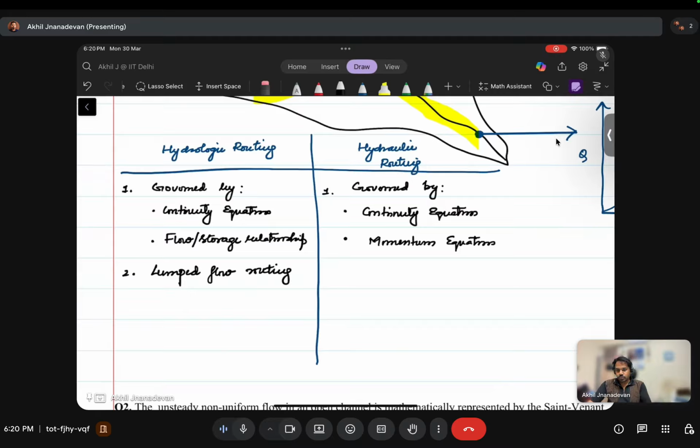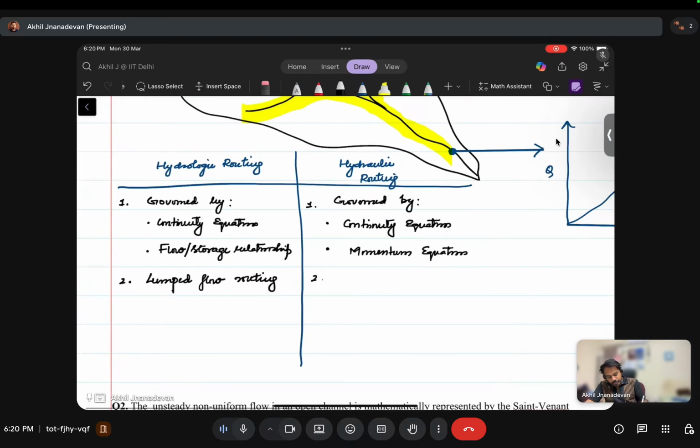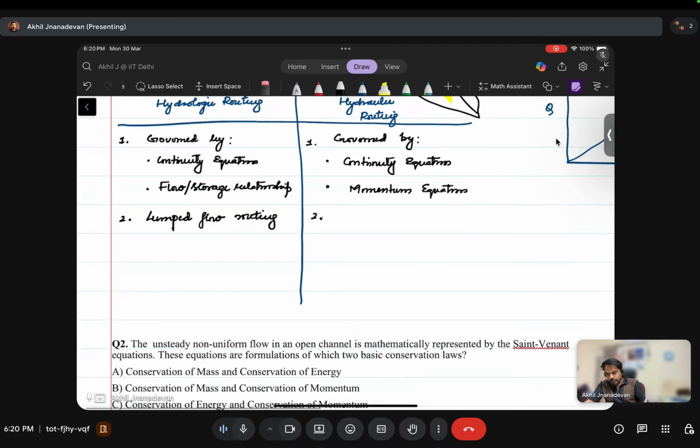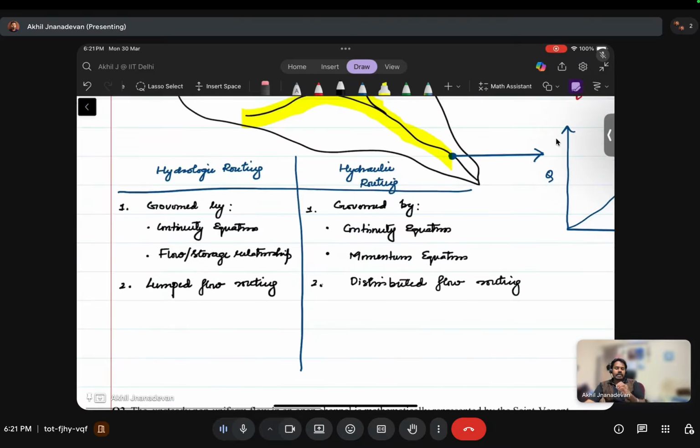And when we come to hydraulic routing, since we are using both the momentum and continuity equations, we will be calling it distributed flow routing. That is, at each and every point, based on your discretization, at each and every point in the catchment, you can get the hydrograph flow. If we have the inflow, we can get it at each and every point. It is like a spatially distributed model.